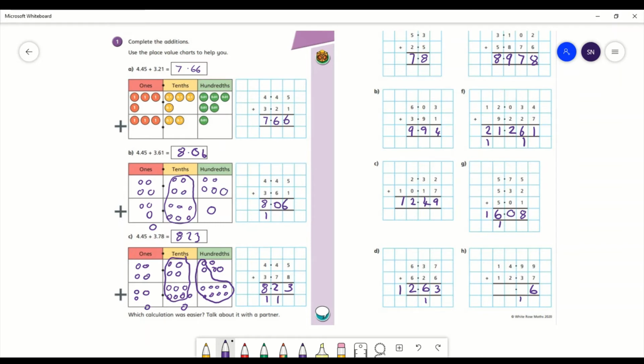Okay, so I'm looking at the 1 and the 9 and then the 3, so that's going to be 13 tenths. So the 1 gets exchanged. That's 7 ones, 2. Okay, that's part 1 of the answers for the maths day 1.